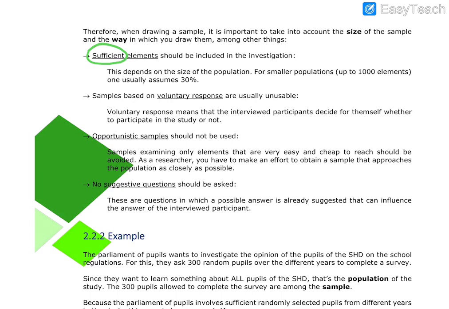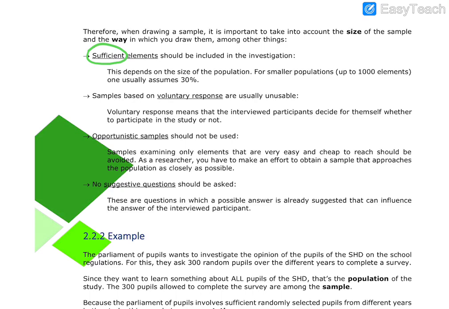One rule, more or less a rule, is to assume about 30%. But of course, that's only true if it is possible. If I would like to do a research and I would like to know something for every inhabitant of Belgium, I'm probably not going to be able to ask 3 million people. So it depends on what you're doing. For smaller populations, 1,000 elements, it would be very nice to ask at least 300.